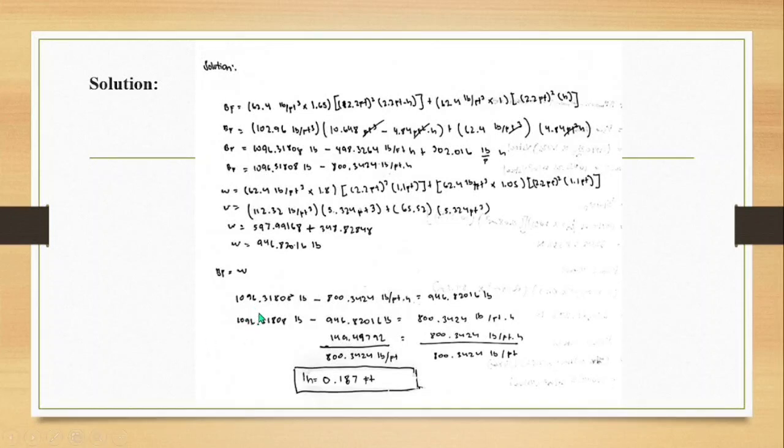Next, we divide 149.49792 over 800.3424, our answer for the buoyancy. Then we calculate our LH, which is equal to 0.187 feet. That is our final answer, guys, for number 6.